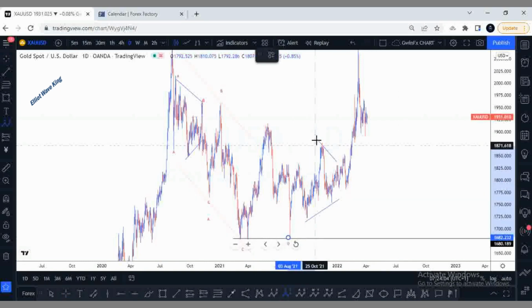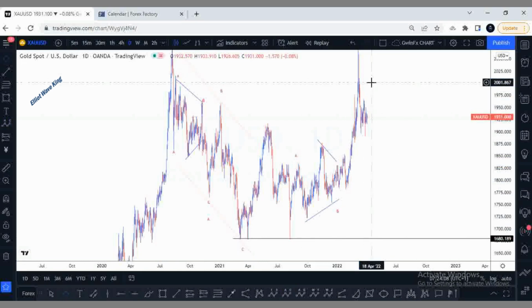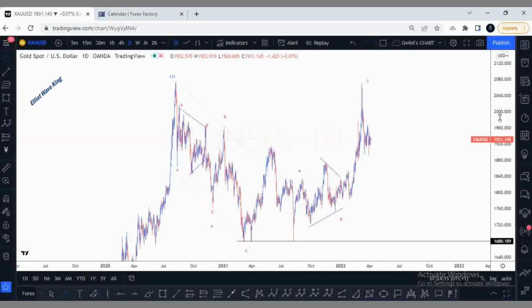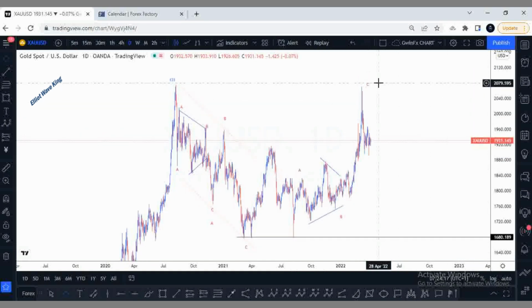I'm going to be looking at the possibility that I could be having an A, maybe a B, maybe a C up there. Okay, so I could be having an ABC up there. I'm going to be working out that possibility. I could be having that up there.